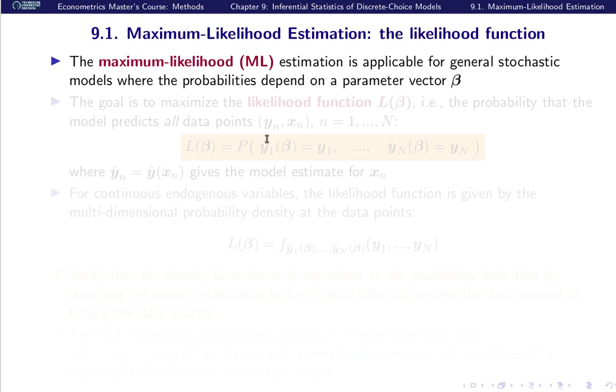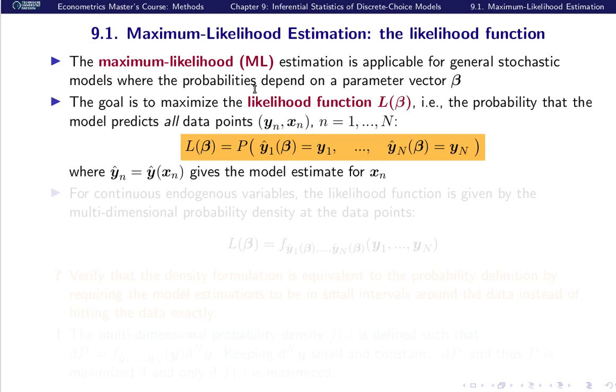What does this method do? One calculates the likelihood, that means the probability, that the model correctly predicts all the data, and that's the likelihood function. In discrete models, such as discrete choice models, it's easy. We can use this probability directly.